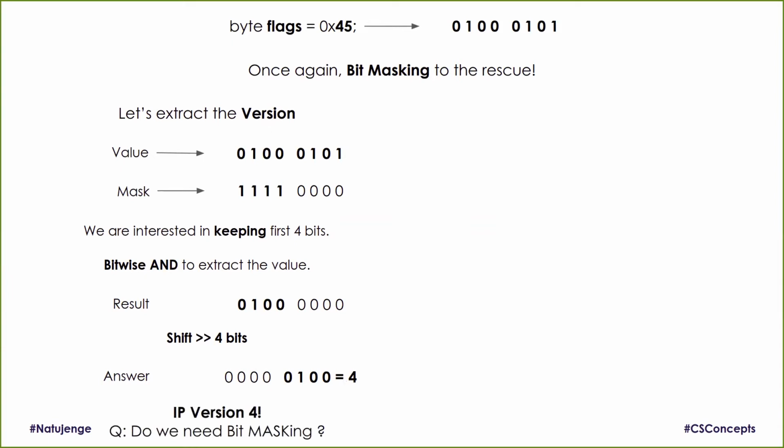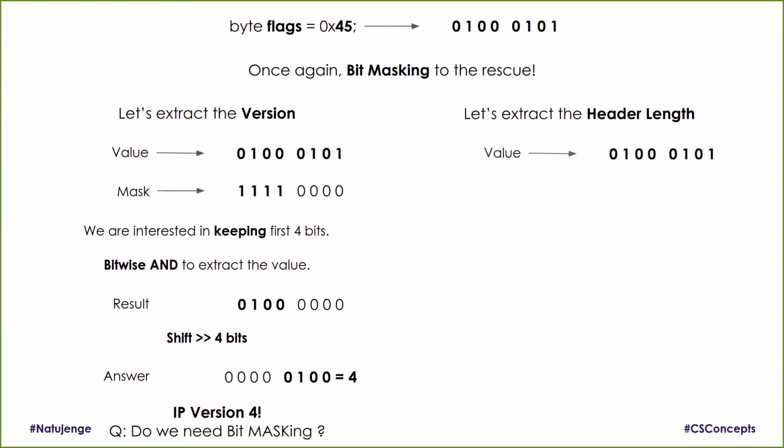So this is one way, but the biggest question is, do you actually need bit masking? And we'll see that the answer is we don't need bit masking because we can just do the shifting alone. If you've done research on shifting, then definitely this is not a foreign concept. But let's extract the header length part.